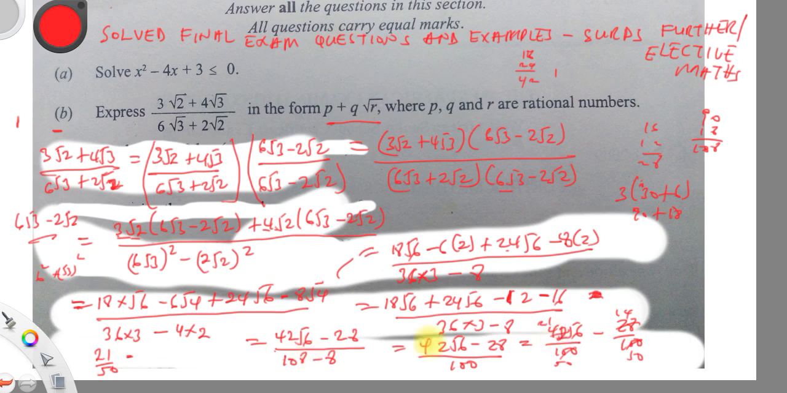So this is 21 root 6 all over 50 minus 14 over 50. Which is 21 root 6 all over 50, then minus, 2 goes here 7, 2 goes here 25. So we get 7 over 25. So this is the final answer: 21 root 6 all over 50 minus 7 over 25.